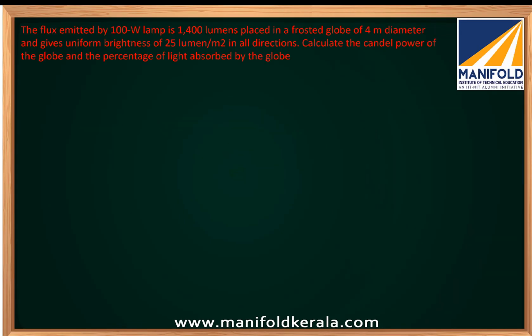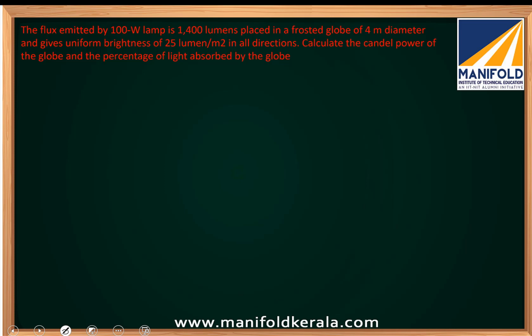So let us take up one problem. The total flux emitted by a 100 watt lamp is 1400 lumen, placed in a frosted globe of 4 mm diameter, and it gives a uniform brightness of 25 lumen per meter square in all directions. Calculate the candle power of the globe and percentage of light absorbed by the globe.